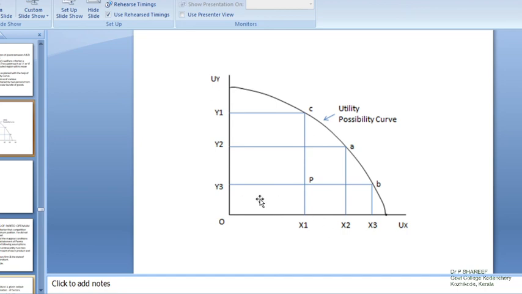Thus, Pareto optimality or the Pareto criterion can be used to examine whether a change from one situation to another indicates improvement in welfare or not. And he concluded that any change which makes at least one person better off and no one worse off indicates improvement in welfare. Now we can conclude here.